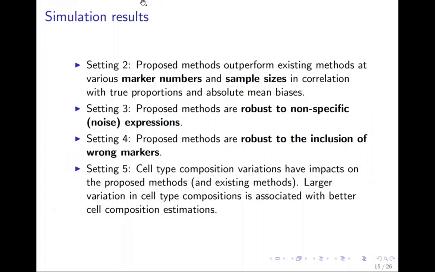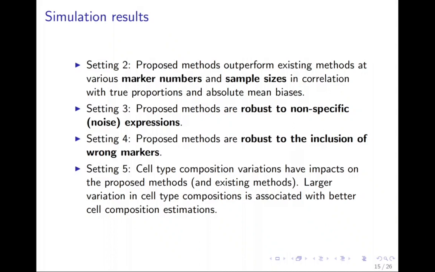I want to devote most of my time to real data analysis, so I will briefly summarize the conclusions from the other simulation settings. We show that our proposed method outperforms existing methods for different marker numbers and different sample sizes. Also, our proposed method is robust to noise expression and robust to the inclusion of wrong markers. And lastly, we also show that the cell type composition variation has an impact on the estimates.